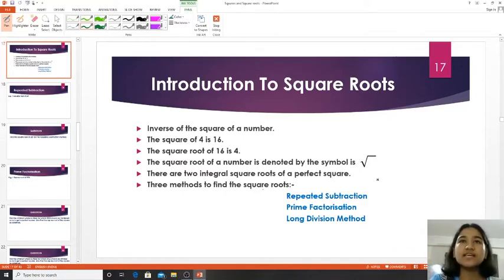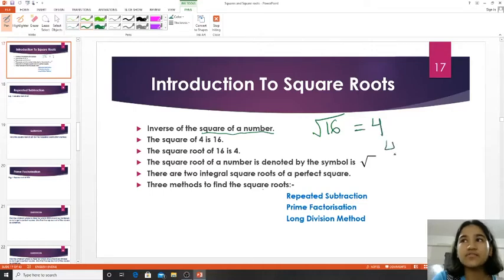So, the first thing, let's understand what square roots are. Square root is the inverse of the square of a number. So when we take the square of a number, its inverse is known as its square root. For example, the square root of 16 is 4. That means 4 squared is equal to 16. So the square of 4 is 16 and the square root of 16 is 4.